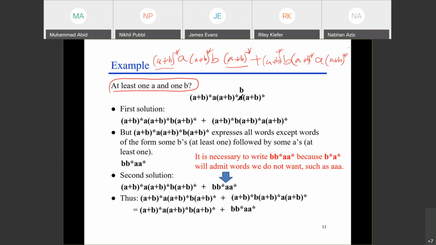Now this is complete because it does not have any order. It may start with A, it may start with B, it may end with A, it may end with B. And if you take lambda from all these stars, you will get at least one A and one B. So this is the idea behind that. Exactly this is what I just wrote before, and this is the final solution.